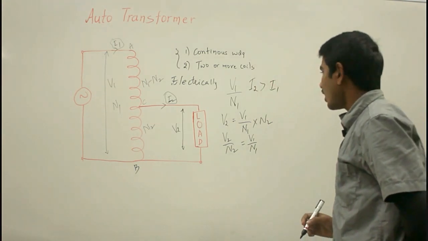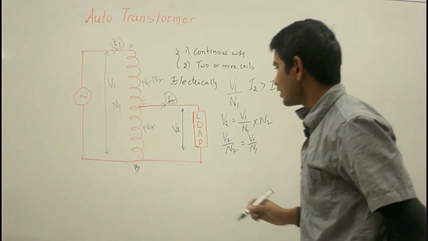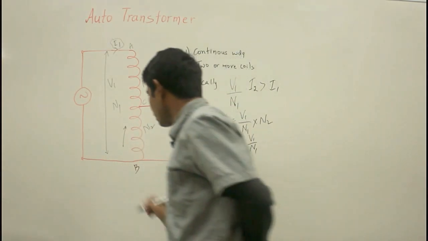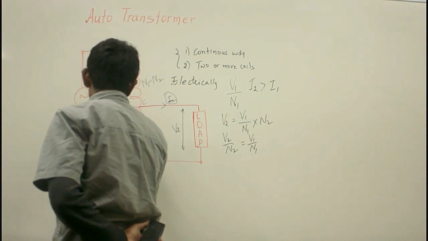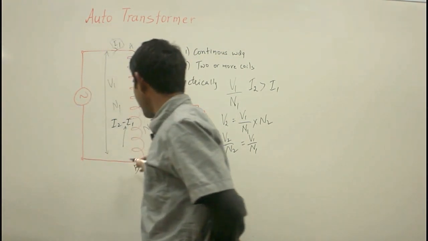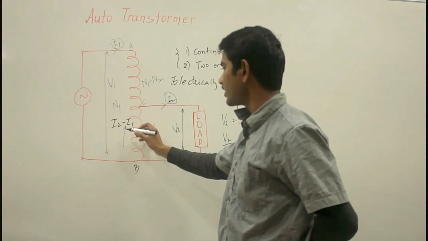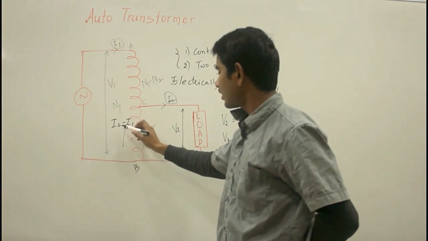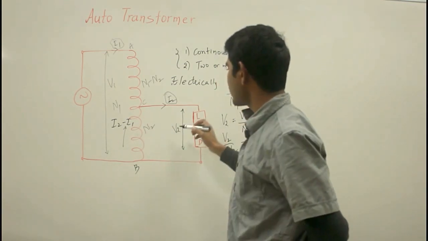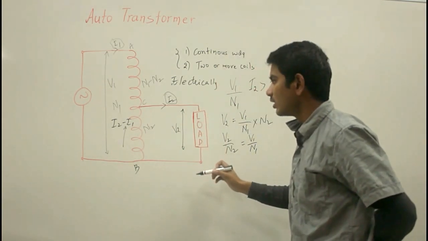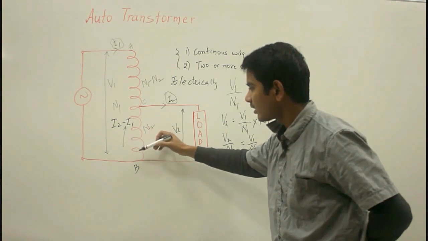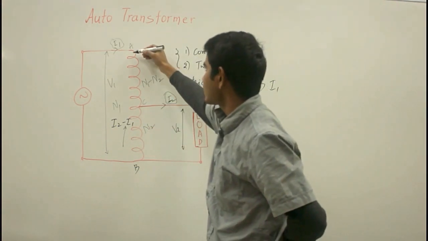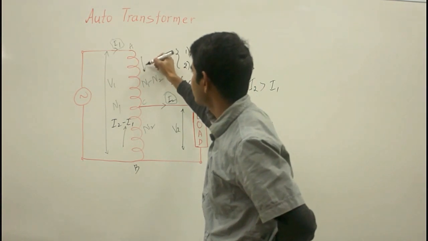Now as the current I2 is higher than I1, the current flowing here will be given by I2 minus I1. That is, the current flowing in the section BC is I2 minus I1, because the resulting current has the higher magnitude as the voltage V2 is lower. Therefore the resulting current in the section BC is I2 minus I1, whereas in this section the current is I1.